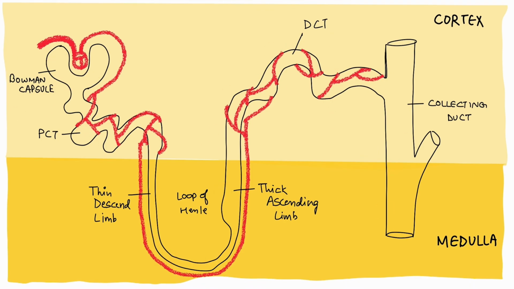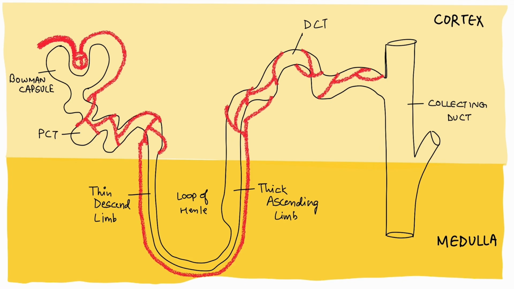So starting with the Bowman's capsule, followed by the PCT or the proximal convoluted tubule, which follows the thin descending limb of the loop of Henle. This loop of Henle consists of two limbs, the thin descending limb and the thick ascending limb, which is preceded by a small part of thin ascending limb. Well, it's not very important, leave it. So thin descending limb and thick ascending limb. The thick ascending limb is followed by the DCT or the distal convoluted tubule, and many DCTs open into the duct known as the collecting duct. Now this whole nephron is distributed among the two parts of the kidney, the cortex and the inner medulla. Well, this structure is quite complex and will be discussed in some other video in detail. For now, just remember this basic structure of the nephron, right?